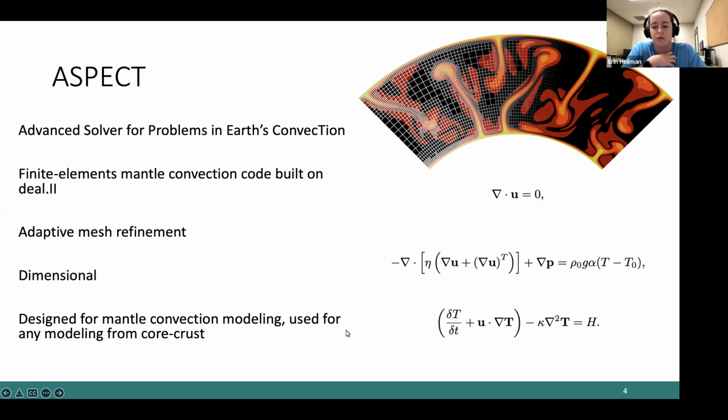So it solves the basic equations of convection, so conservation of mass, momentum, and energy. It is a dimensional code, so all of the data that I'll be showing is in the actual units, which can be helpful when you're doing things that are comparable to Earth. You get realistic temperatures, pressures, things like that. It was originally designed for mantle convection modeling, but nowadays it's used for pretty much any type of modeling from inner core to crustal lithosphere dynamics. But I use it for its intended purpose, which is large global scale mantle convection.